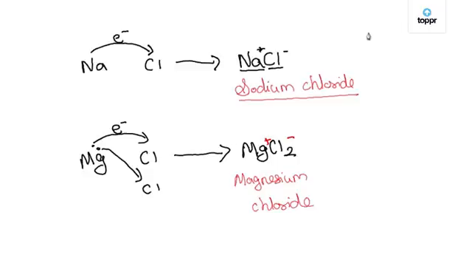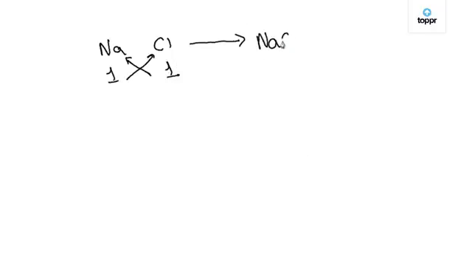Isn't it very tedious to always draw like that and find out the formula of the compounds? So for that we have an easy way. Suppose we have sodium, Na, and chlorine. The valency of sodium is 1 and chlorine's valency is 1. So when they react and form a new compound, their formulas can be determined by crisscrossing the valencies of the elements. So the formula of sodium chloride will be NaCl.